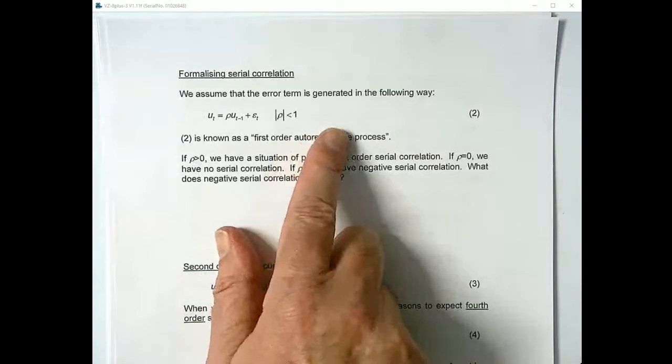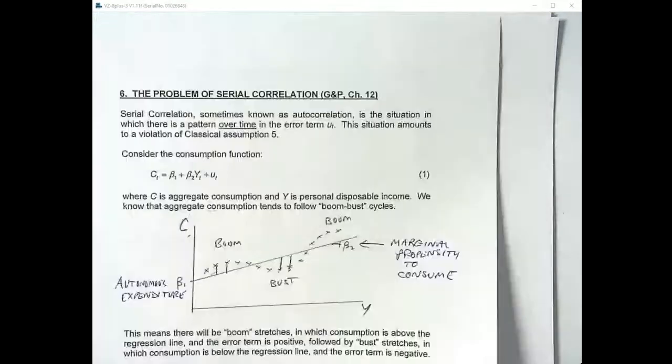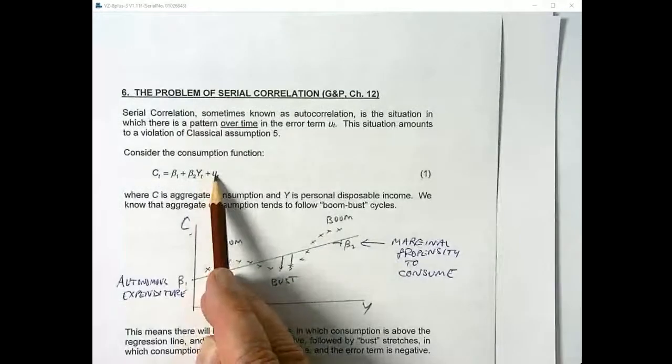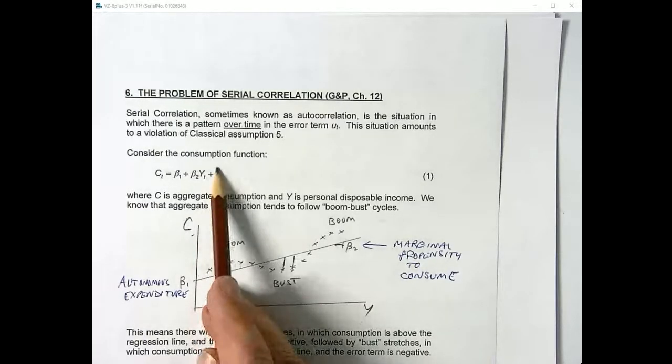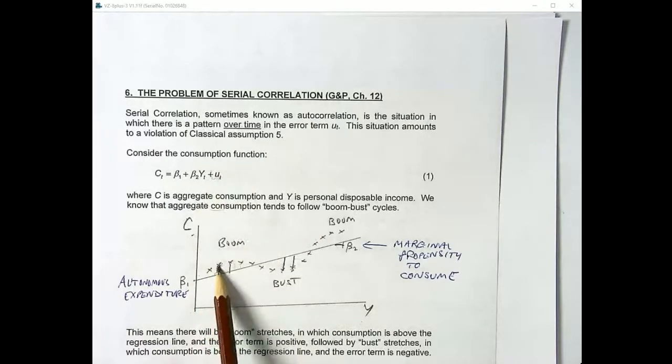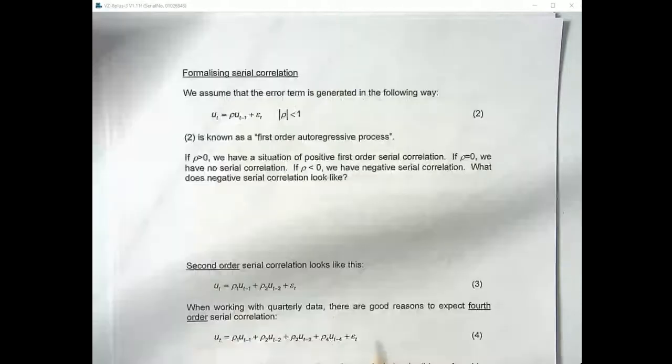We assume that the error term is generated in the following way. Remember, the error term is this thing that's added on at the end of the regression equation, and it's essentially the vertical distance of a point from the true regression line. That's what we've been talking about. We're saying that ut has this pattern of a string of positive values followed by a string of negative values. How do we model that?